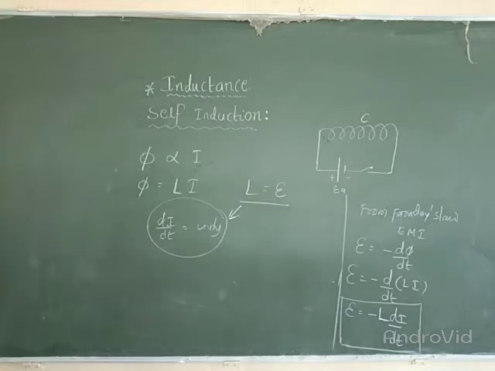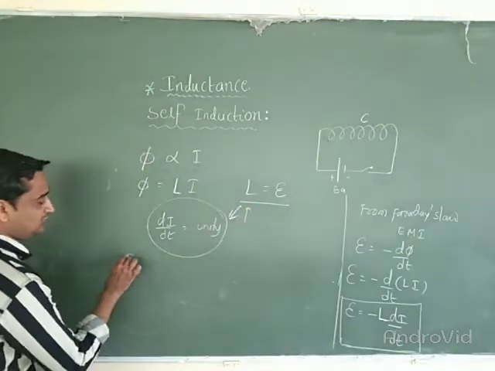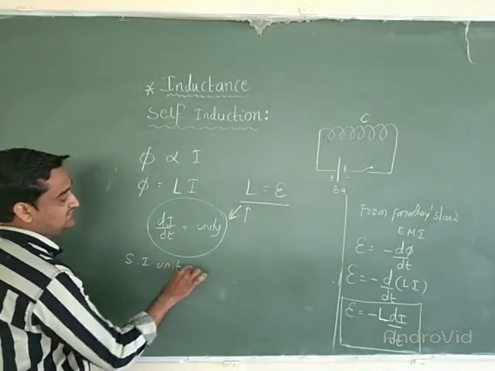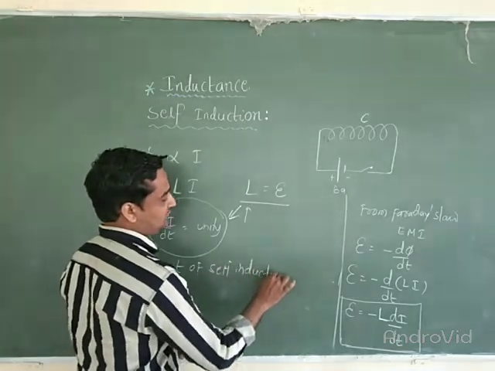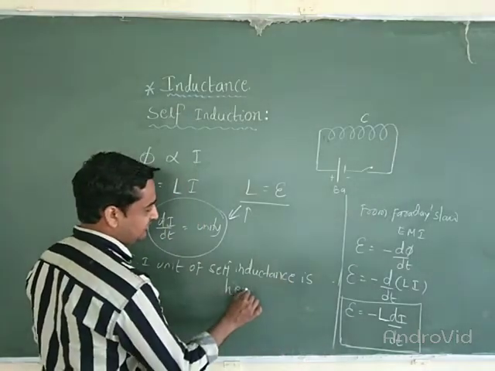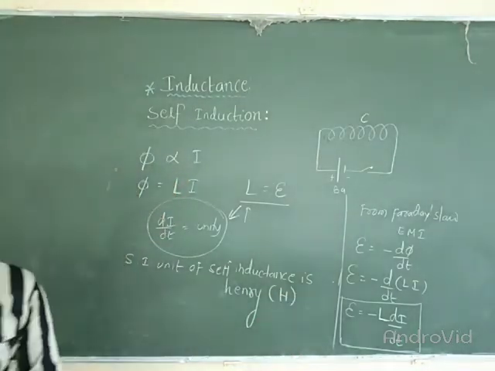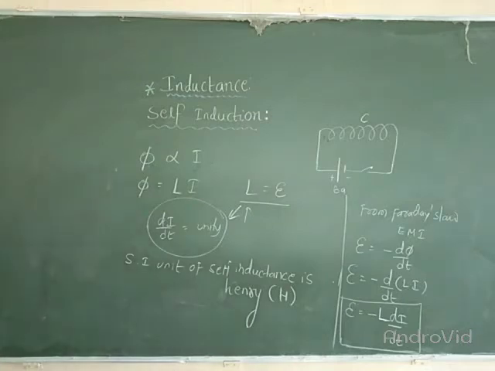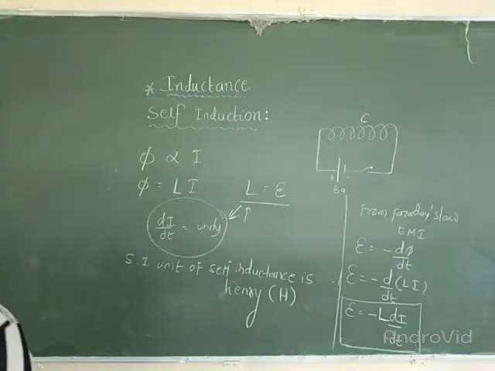Now what is the SI unit of self-inductance here? The SI unit of self-inductance is Henry. This is also important. The SI unit of self-inductance is Henry, or capital H. It is the name of the scientist. The SI unit of self-inductance is Henry, and it is abbreviated as capital letter H, right?